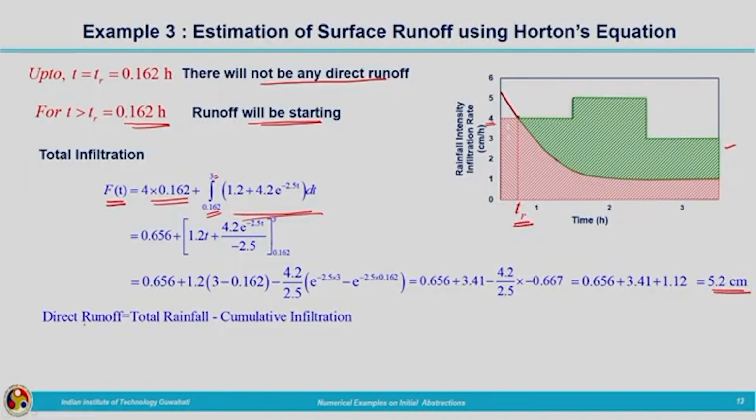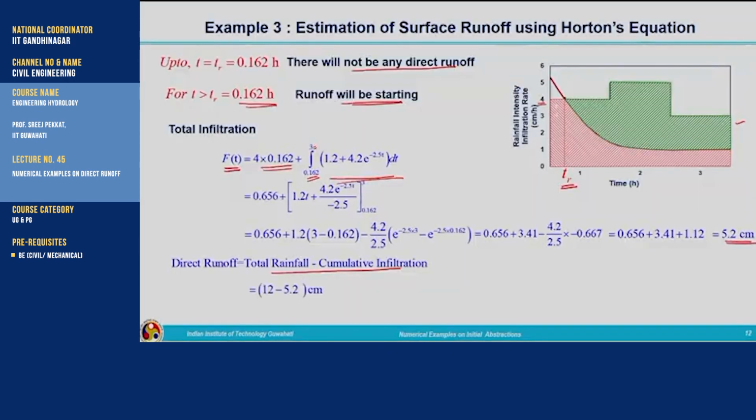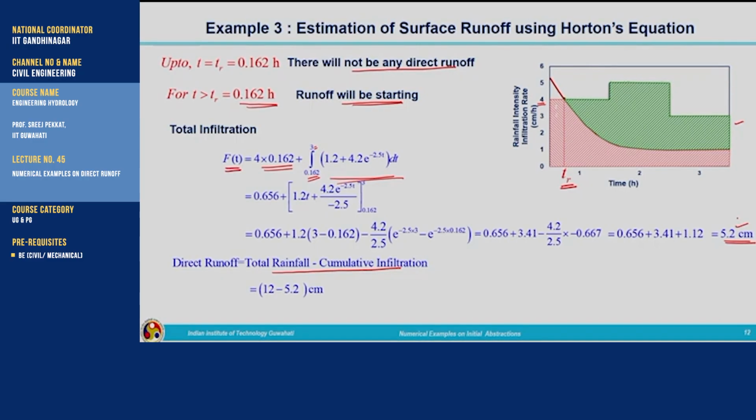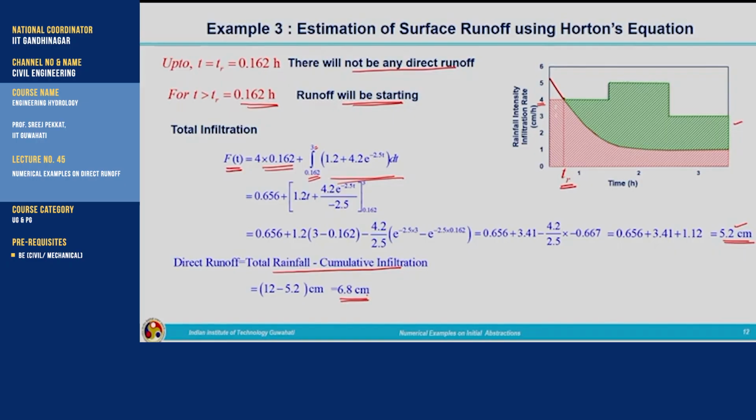And direct runoff is total rainfall minus cumulative infiltration. That is total rainfall for that period minus cumulative infiltration for that time period, that will give you the direct runoff depth. So, total rainfall we know is 12 centimeters and cumulative infiltration we have calculated as 5.2 centimeters. So, 12 minus 5.2 will give you the direct runoff depth, that is 6.8 centimeters.